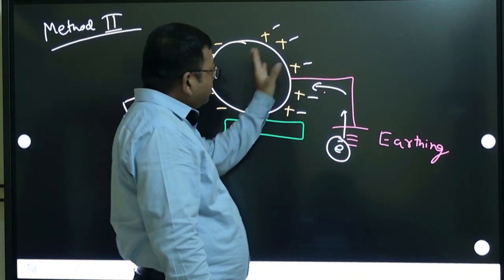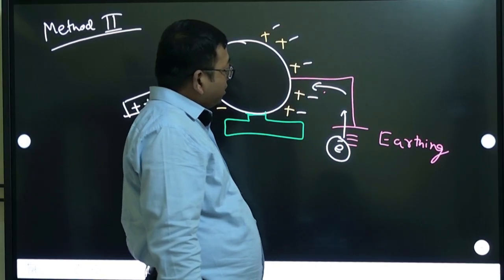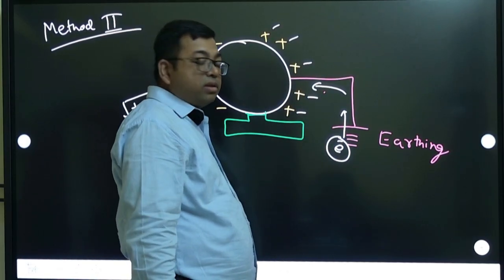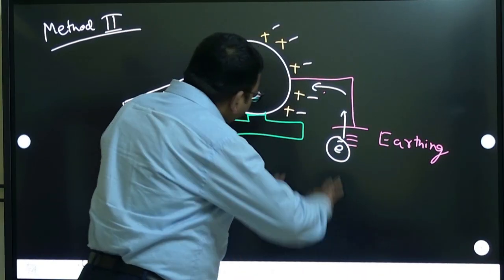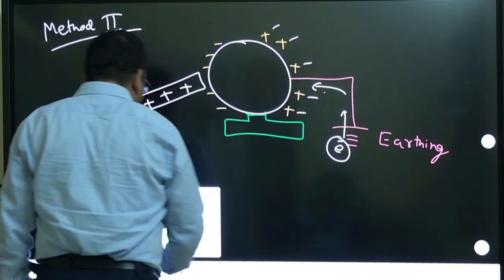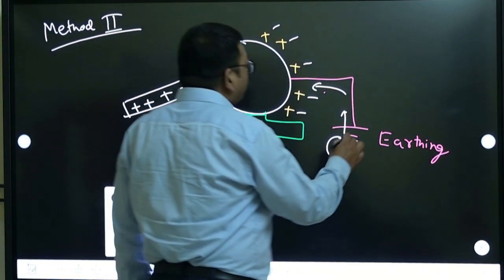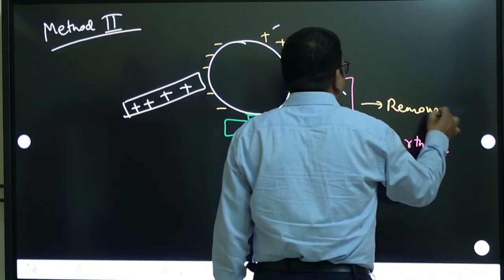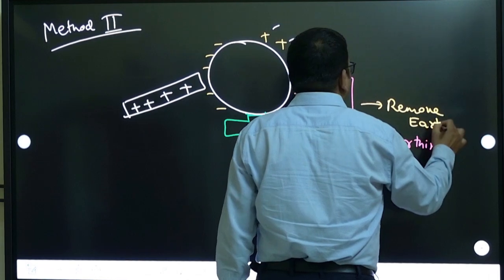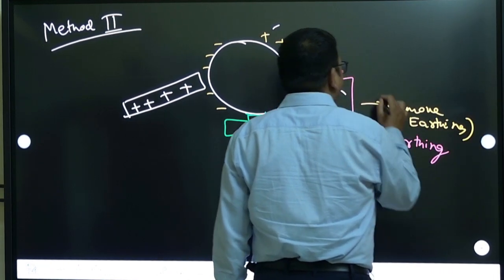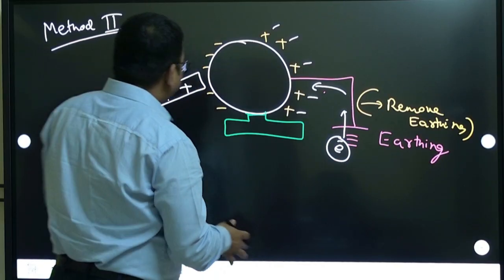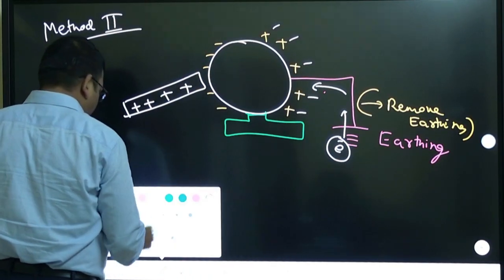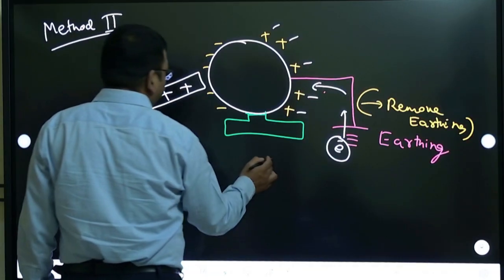Now this side has no charge because electrons coming from earth neutralized that. Then you remove the earthing wire now. Remove earthing. So in the next step, when you remove earthing, what will happen? Let us draw this diagram. Second step.